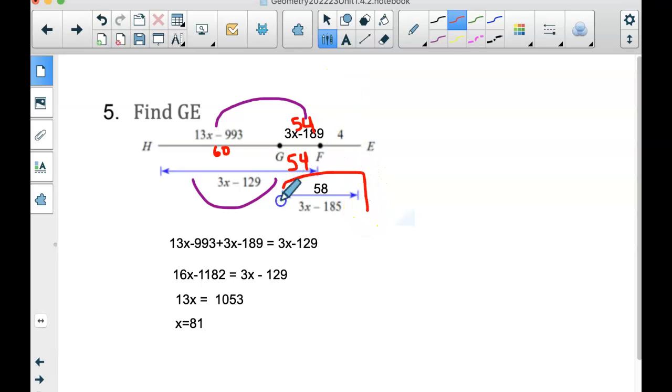So GE is 58. Look at us. And the whole thing would be 118, but we're not worried about that.